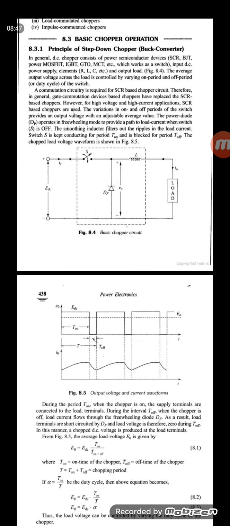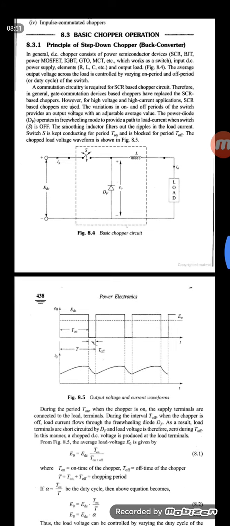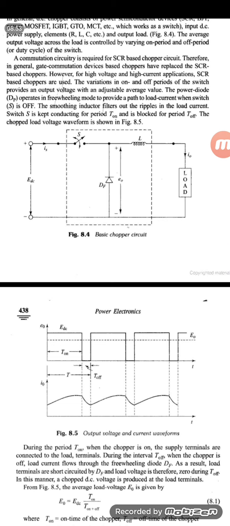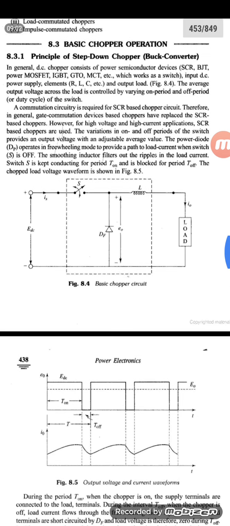Basic chopper operation. Here we can observe the circuit, a very simple circuit. It consists of a supply, a switch, a freewheeling diode, an inductor and the load.